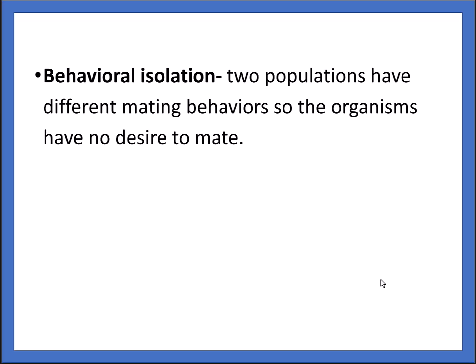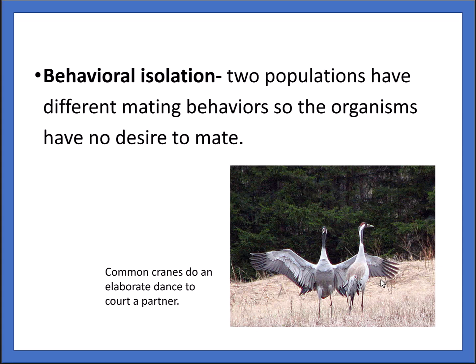Behavioral isolation is when two populations have different mating behaviors, so the organisms have no desire to mate. So they have different behaviors and they stop mating with each other. Common cranes do an elaborate dance to court a partner, and that's one behavioral display that can change if the population shifts so that some individuals are doing that behavior and others are not, and the two groups are no longer desiring to mate with each other and therefore not interbreeding. That would be behavioral isolation.